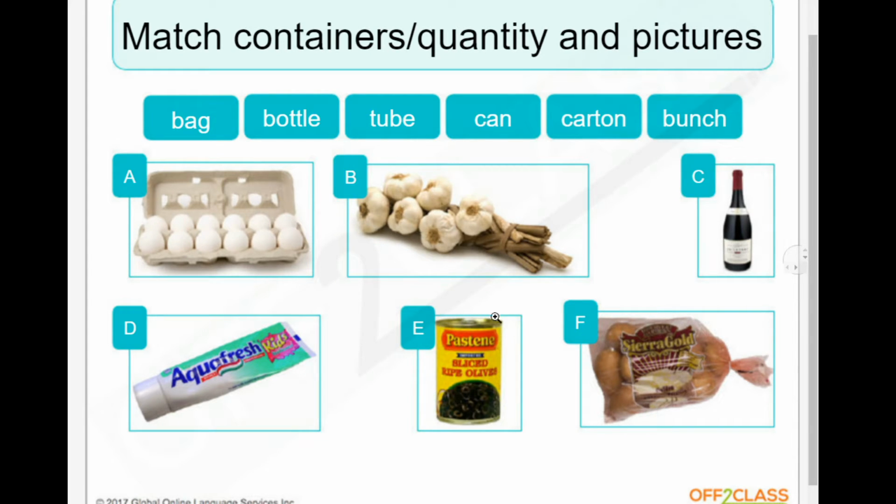Tube of toothpaste. E is a can of olives. And anything that comes in a can is a can of beans, a can of vegetables, a can of corn, a can of olives in this case. Very good. And F is a bag of potatoes. Very good.